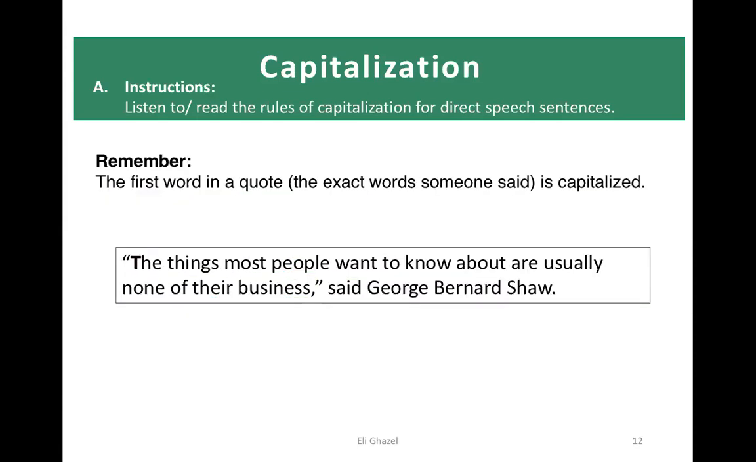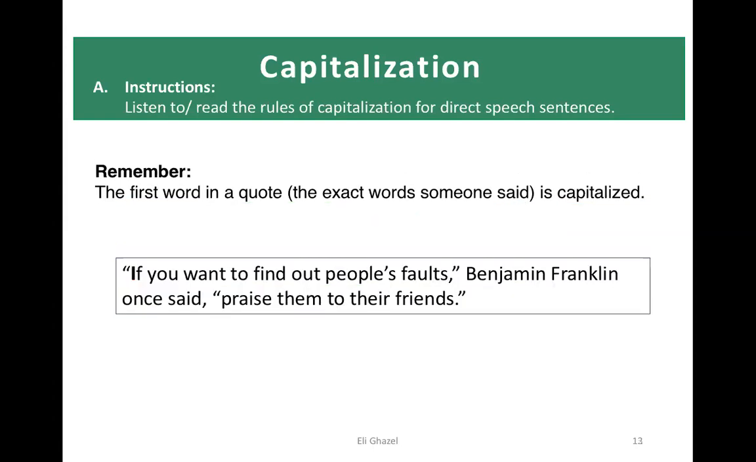Now, one more for capitalization. Look at this. The first word in the quote is capitalized. Let's find the quote and the first word. So the first word is "the." Oh, look at the exact quote: "The things most people want to know about are usually none of their business." And the first letter is capitalized. And again, this is the third example where the speaker is at the end.